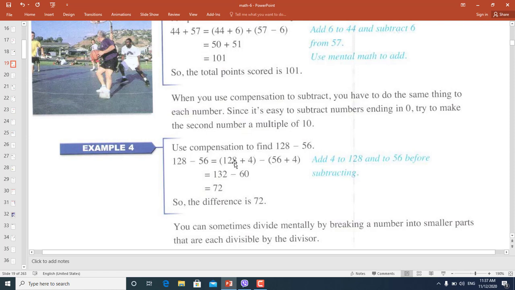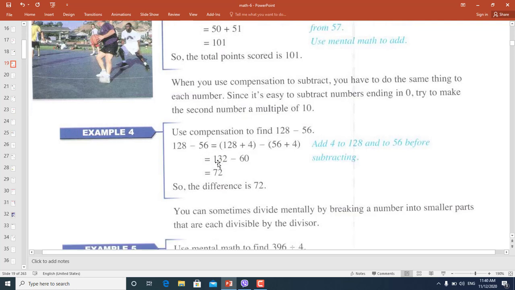We put 128 plus 4 in parentheses, and 56 plus 4 in parentheses also. And 128 plus 4 is 132. You can say 4 plus 8 is 12, 2, 1 regroup, and 1 plus 2 is 3, and we have 1, we put down. And 56 plus 4 is 60. After that, we will subtract them. 2 minus 0 is 2, and 3 minus 6 is not enough, we get 13. 13 minus 6 is 7, so we get 72.